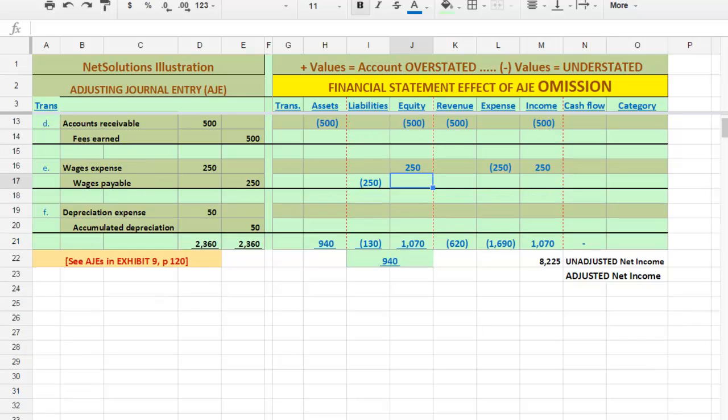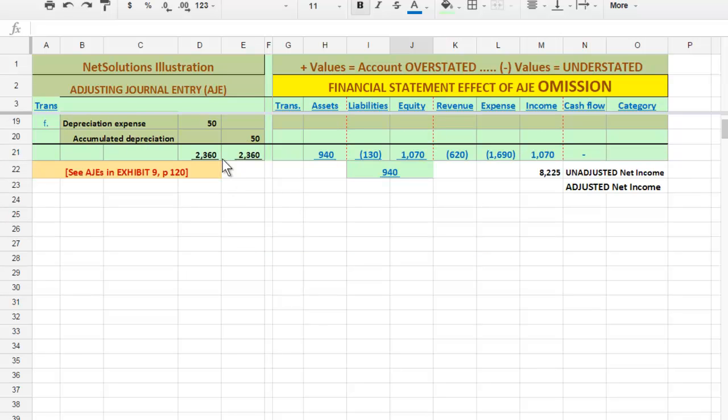And finally, let's examine transaction F. In transaction F, we are recording the depreciation. Depreciation expense receives a debit side entry. The account accumulated depreciation receives a credit side entry. Accumulated depreciation is a special account that tracks the credit side entries that normally would be made to the asset account, equipment in this case.